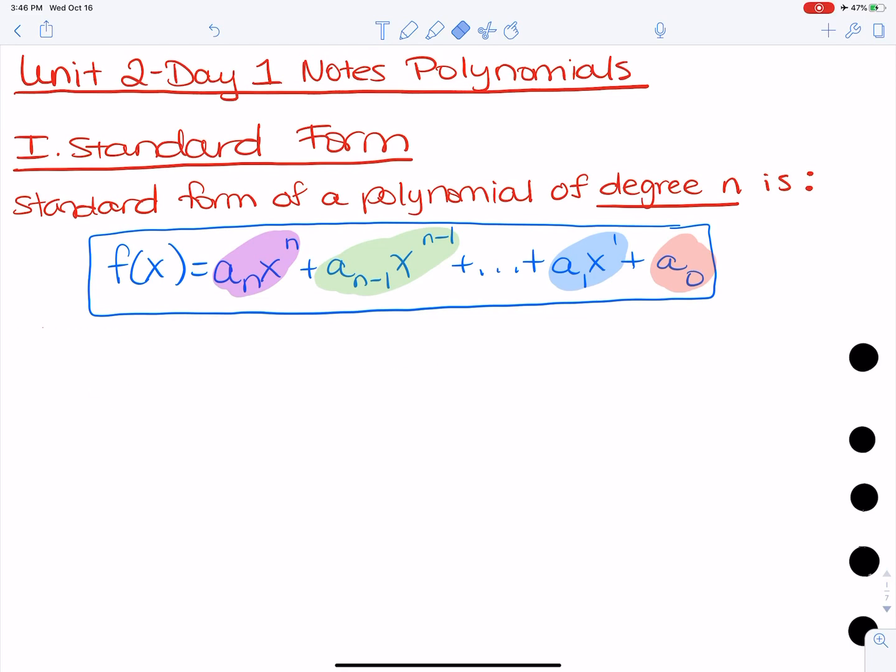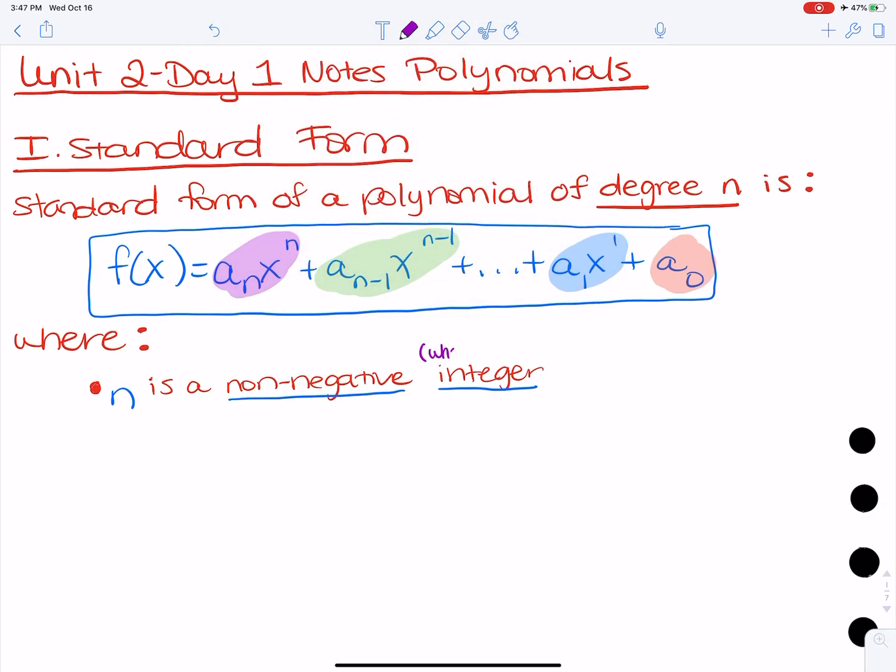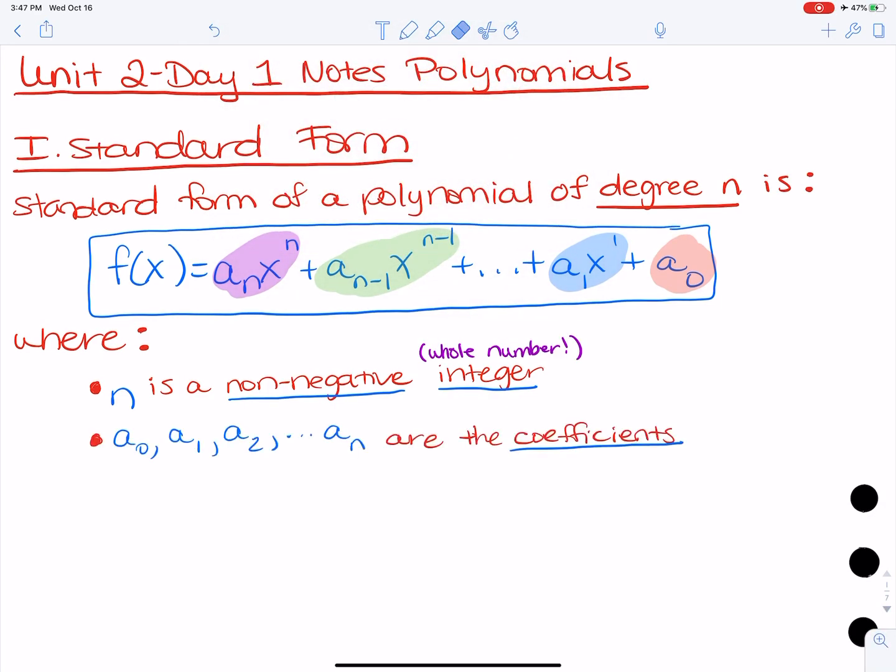All right, so now there's a couple things you need to know about this. Thing 1 is where n is a non-negative integer. It cannot be negative and it has to be an integer. And just to refresh your memory, an integer is nothing but a whole number.